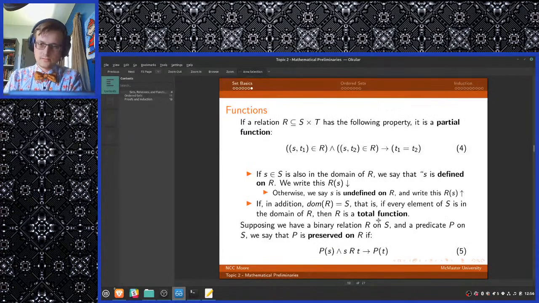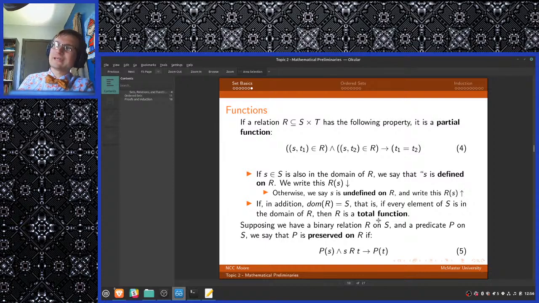So, partial functions. What in effect that means is that each element of the domain is related to at most one element of the codomain. If s in the set S is also in the domain of R, we say that s is defined on R, and we write this as s down arrow. Otherwise, we say that s is undefined on R, and write this s up arrow. So this is really just a predicate on membership in the domain.